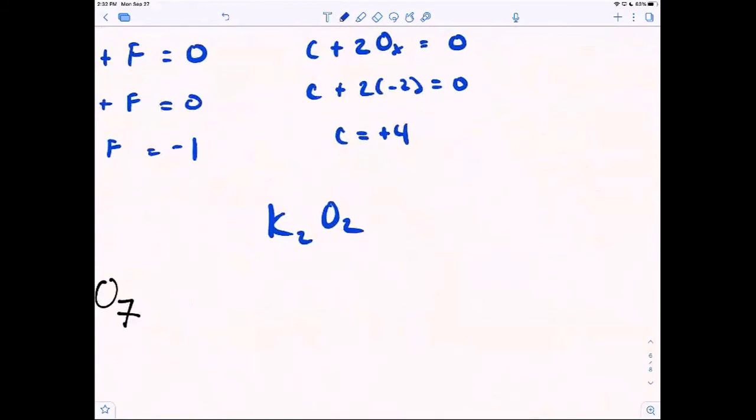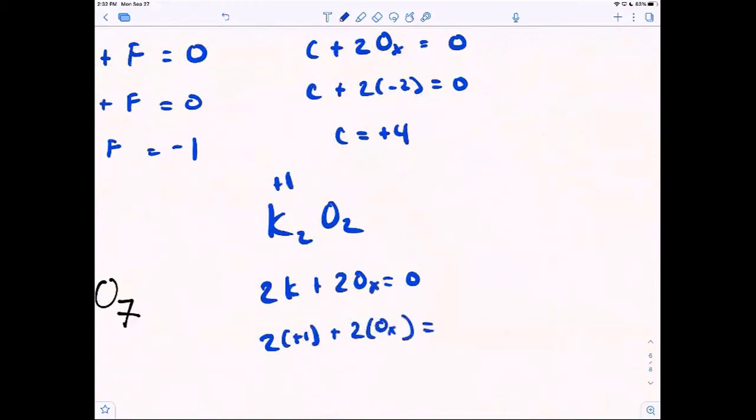So 2 times potassium plus 2 times oxygen equals 0. So in rule number 4, potassium is +1. So you have 2 times +1 plus 2 times our oxygen state equals 0. Then you have 2 times oxygen is -2. That means oxygen is equal to -1. So oxygen can have a different oxidation state.